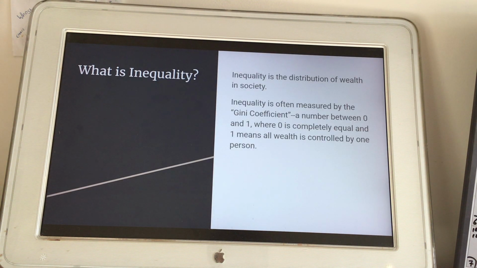It is often measured by the Gini coefficient, a number between 0 and 1, where 0 is a completely equal society, and 1 means all the wealth in the society is controlled by one person. Alright, on to the history.